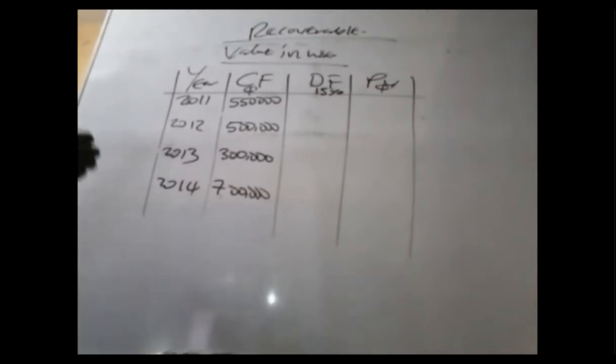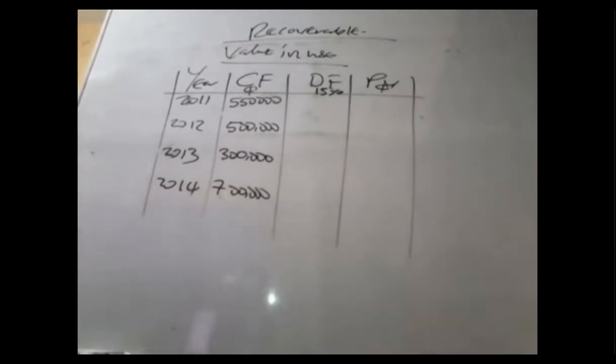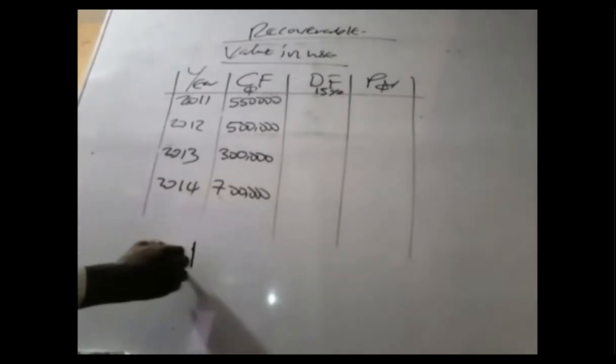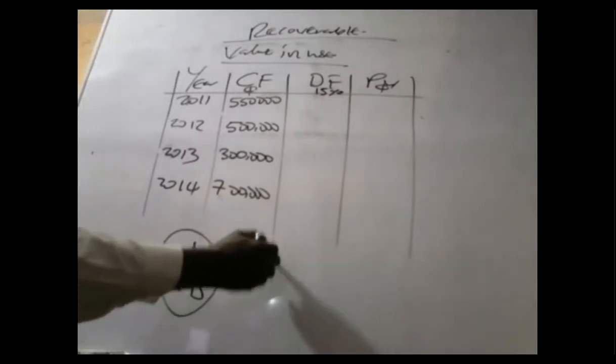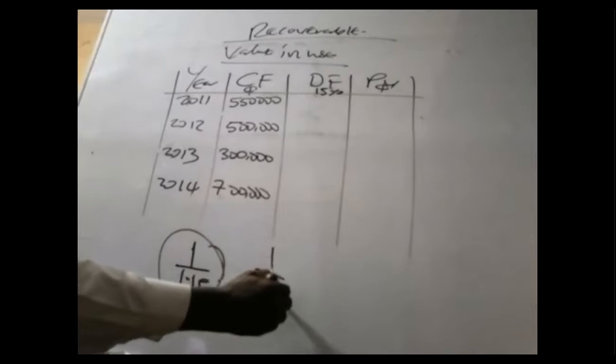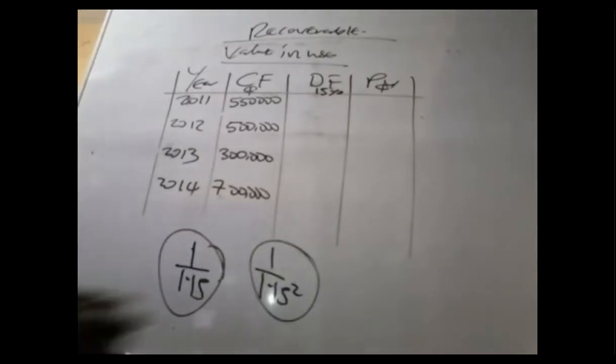So first, just like the examiner, 1/1.15 to the power 1. So the first year will be 1/1.15 to the power 1. Good. That's the first year. Second year will be 1/1.15 to the power 2 discount factor. Then third year in that order.